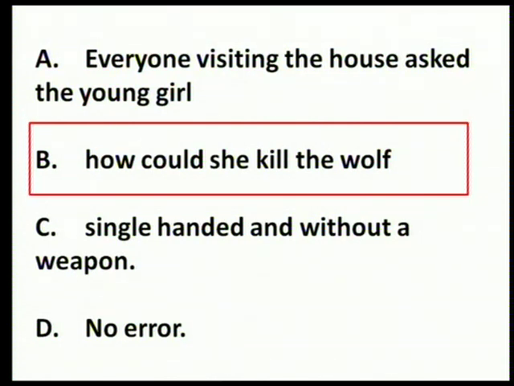So when I say how could she kill the wolf, it means she should not have killed the wolf. But here that is not what it implies. Here the question is about how did she achieve it. Hence it should be how she could kill the wolf single-handed and without a weapon. Hence option B is where the grammatical error is. So let's read it again. Everyone visiting the house asked the young girl, how could she kill the wolf? No, how she could kill the wolf single-handed and without a weapon.